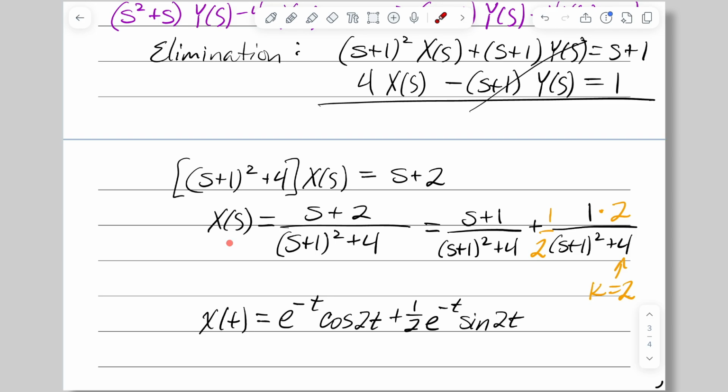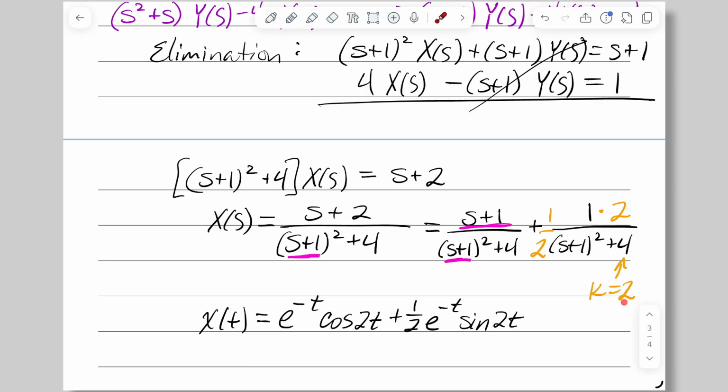Isolating x of s gives us s plus 2 over s plus 1, the quantity squared plus 4. I recognize this to be a cosine for the s in the numerator and a sine for the 2 in the numerator, but remember, we have this s plus 1 quantity squared in the denominator, and so there's a shift. And remember, when we're dealing with the cosine, that s plus 1 has to appear everywhere we see s. So I'm splitting up the s plus 2 into s plus 1 plus 1. Because we have s plus 1, the quantity squared, plus 4, we recognize that k is equal to 2.